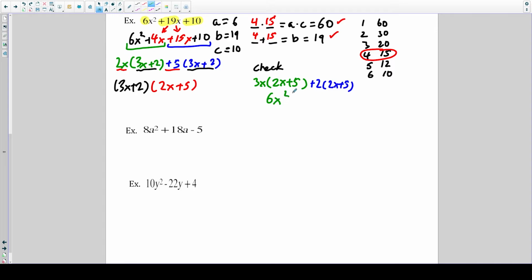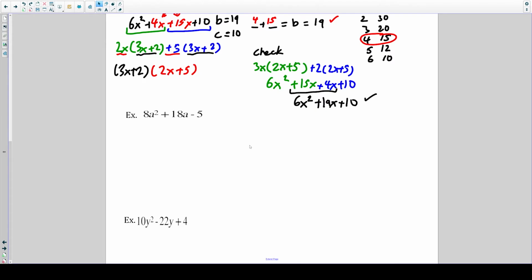We end up with 6x squared plus 15x plus 4x plus 10. We can combine our two like terms there in the middle, and we end up with 6x squared plus 19x plus 10, which is exactly what we wanted. At this point, you can pause the video, try out this next problem on your own, and then unpause once you've completed it.